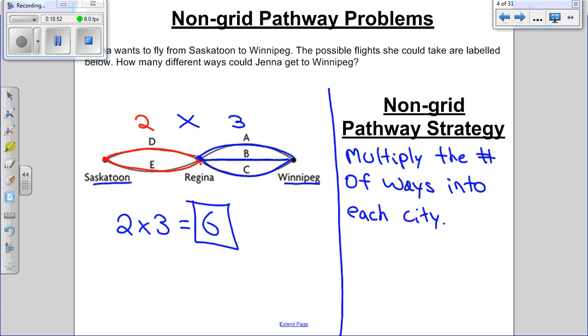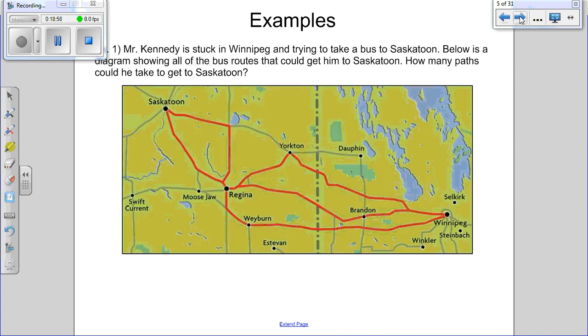Alright, here is a grid. This is buses, I think. So Mr. Kennedy is stuck in Winnipeg and trying to take a bus to Saskatoon. Below is a diagram showing all the bus routes that could get him to Saskatoon. How many paths could you take to get to Saskatoon? And you'll notice this is the same as the flight pathways. They're not nice arcs, but it's the same idea that you're branching off all over the place.